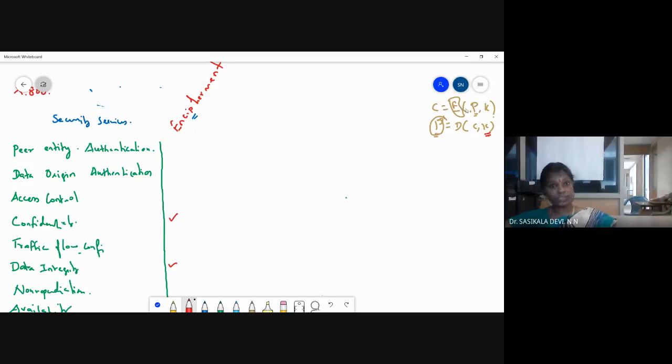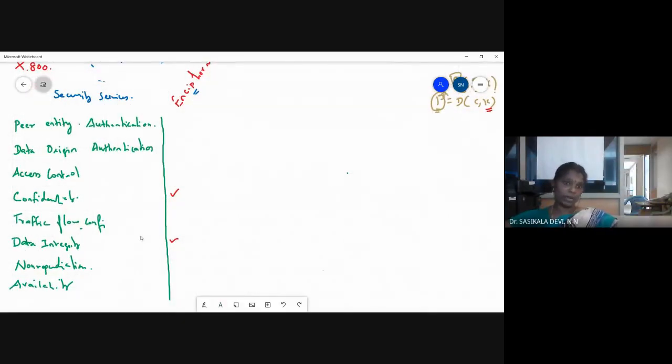Asymmetric cryptography provides non-repudiation, but not all cryptography does. Availability is not possible with cryptography, and it won't provide any access control. But asymmetric cryptography will provide authentication: both peer entity authentication and data origin authentication are possible.